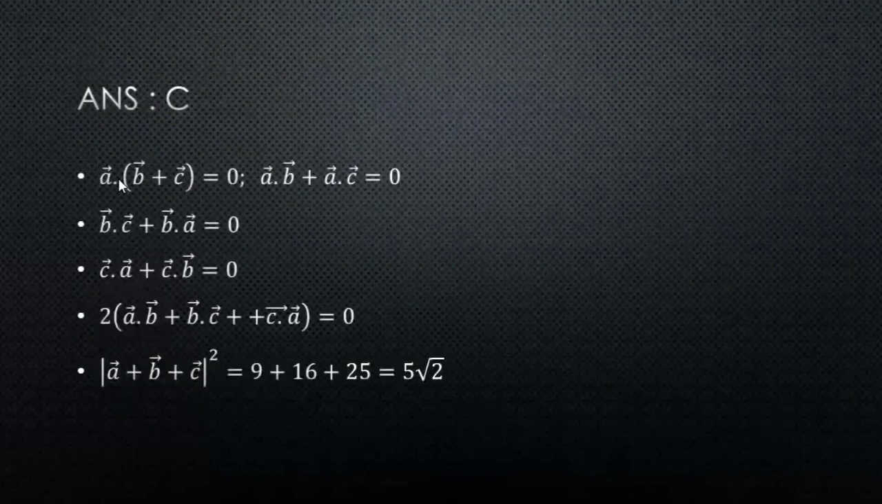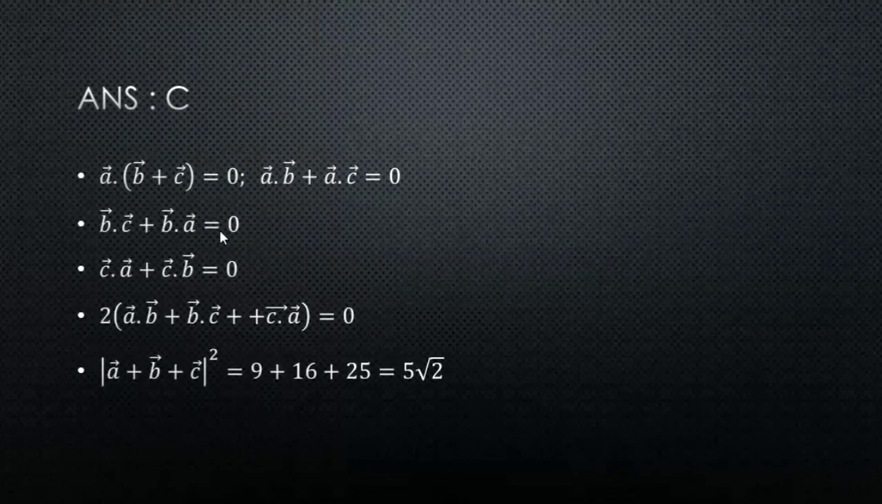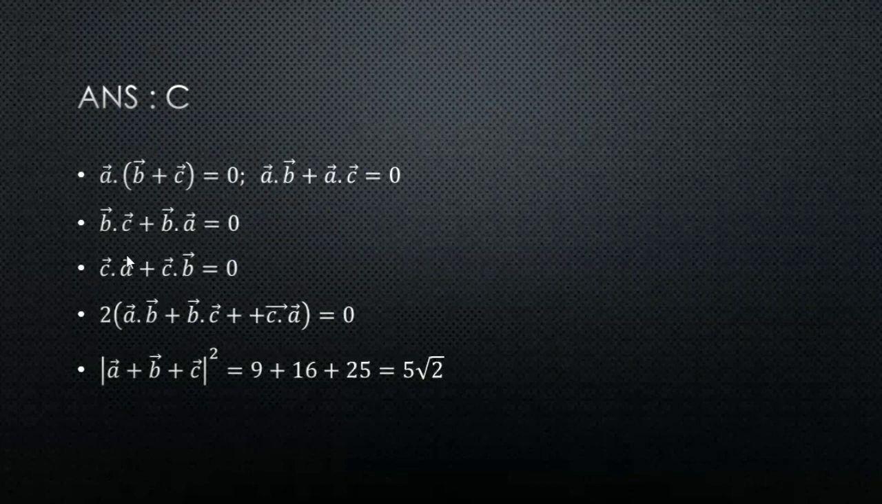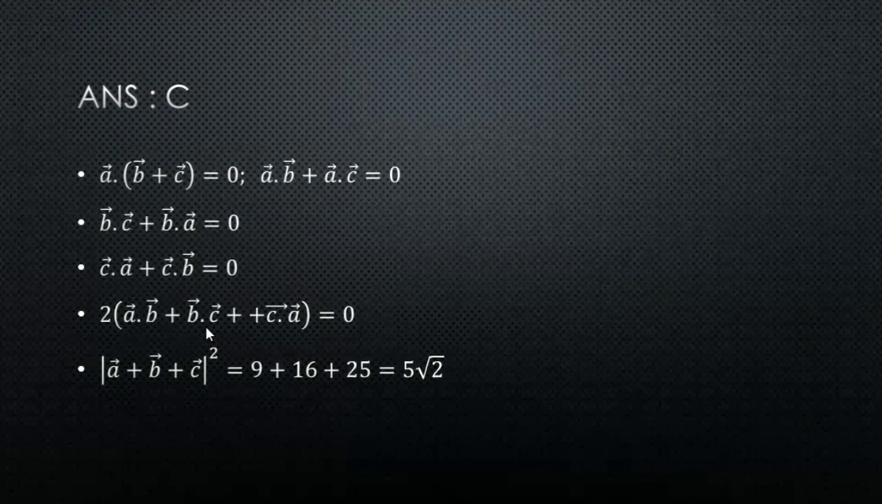Right? See here, A vector dot B vector plus C vector is equal to 0. That means A dot B vector plus A dot C vector is equal to 0. Here B dot C vector plus B dot A vector is equal to 0. Then C dot A, C dot B will be equal to 0. Now if you add everything, AB and BA both are the same, right? AC plus CA same. Then BC and CB both are the same. So this will be now 2 times A vector dot B vector plus B vector dot C vector plus C vector dot A vector will be equal to 0.